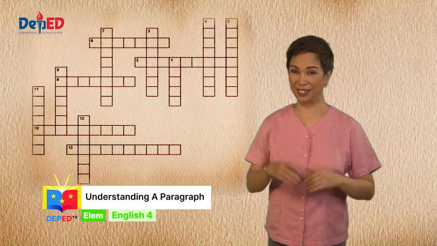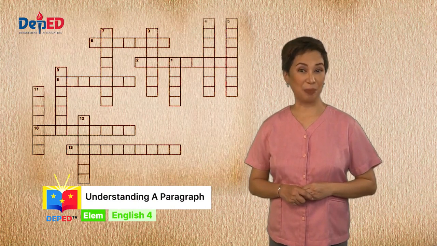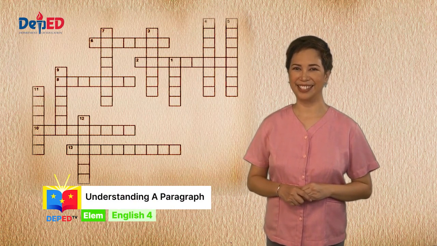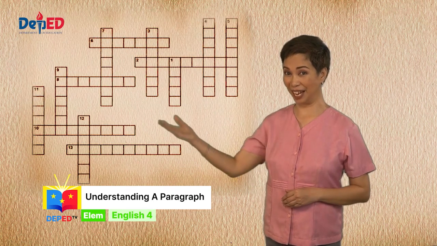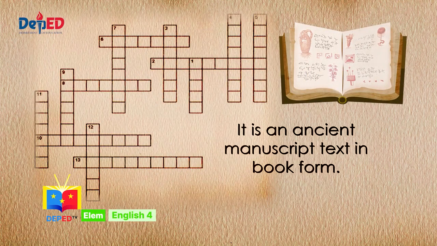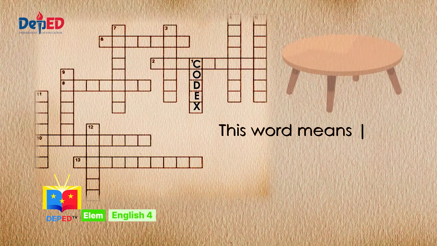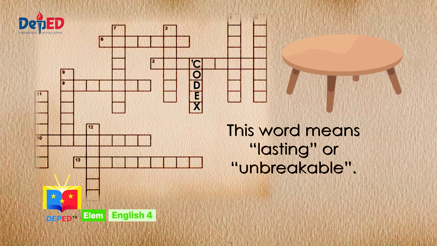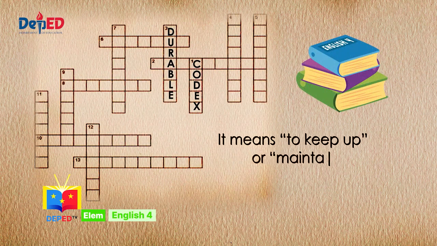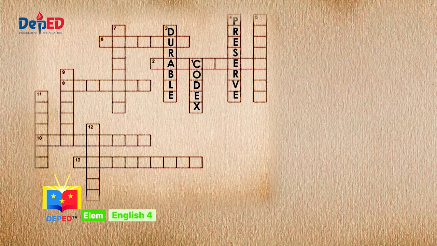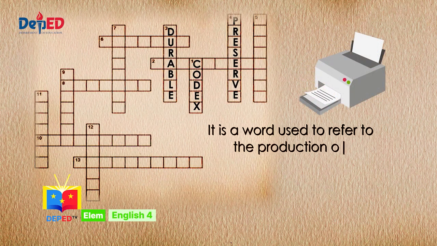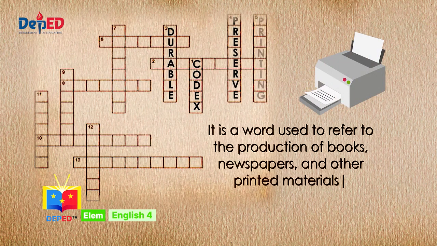Kids, do you think you got the right answers? Let's check and put the correct words inside the boxes. Let's start with down. Number 1. The ancient manuscript text in book form is called Codex. Number 3. The words lasting and unbreakable are equivalent to the word durable. Number 4. To keep up or maintain also means to preserve. Number 5. The production of books, newspapers, and other printed materials is simply called printing.